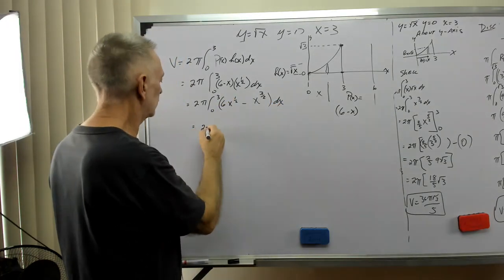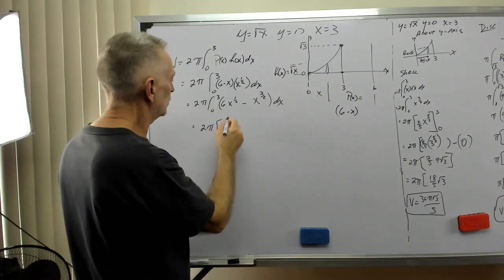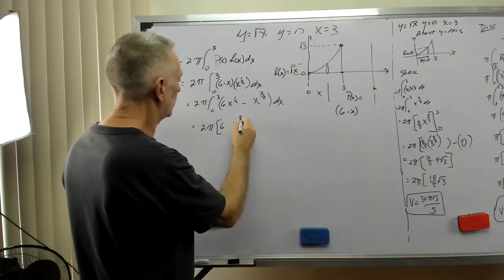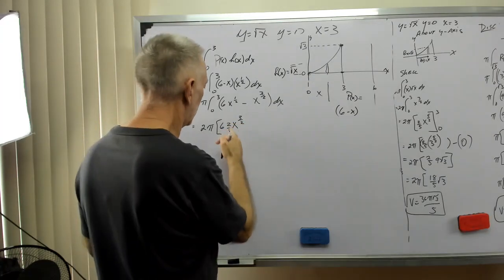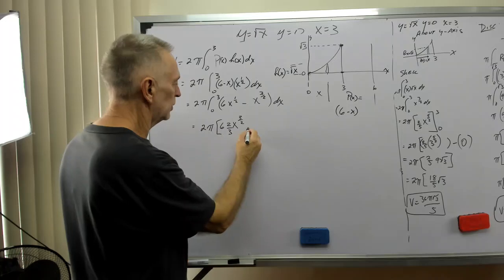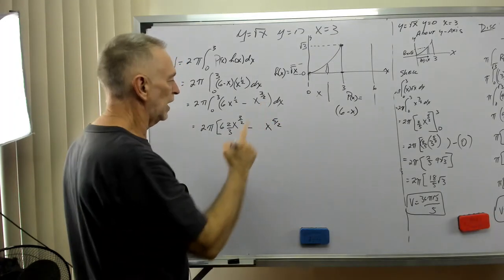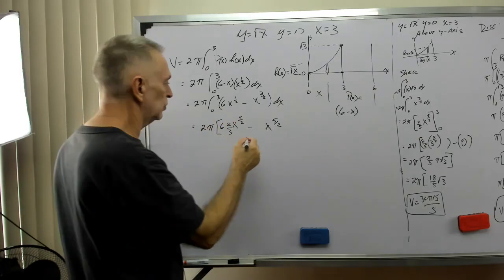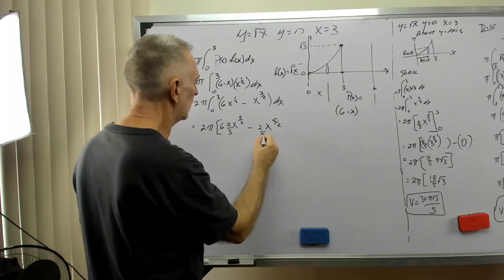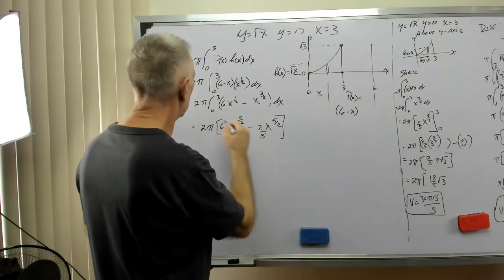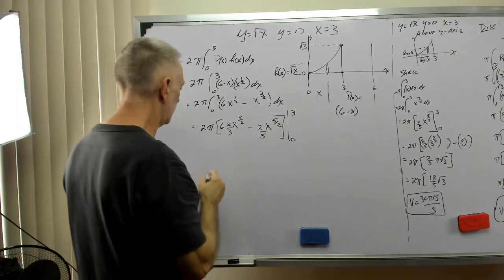So now let's integrate. Okay, so we have the constant 6, x to the 3/2 divided by 3/2, so I'm multiplying by 2/3, minus x to the 5/2, so that's x to the 3/2 plus 1, which is 5 over 2. So x to the 5/2 divided by 5/2, or multiplied by 2/5. And we're taking that from x equals 0 to 3.